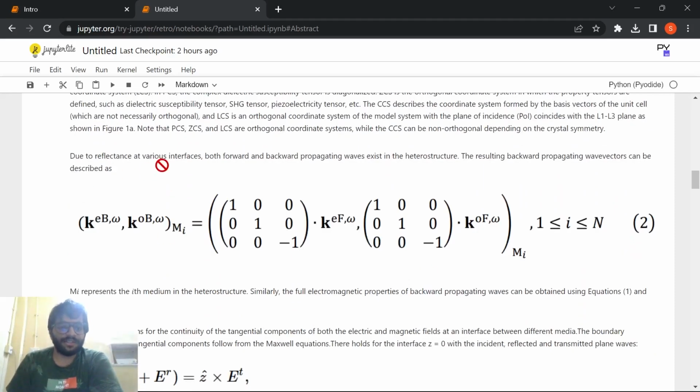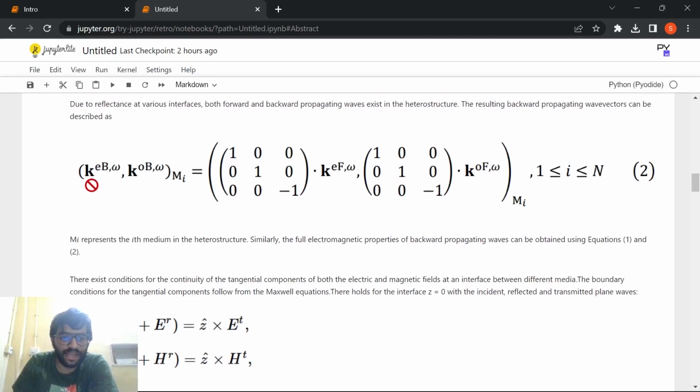And due to reflectance at various interfaces, both forward and backward propagating waves exist in the heterostructure. The resulting backward propagating wave vectors can be described as KEB omega, KOB omega at different layers with respect to the forward waves. E is extraordinary, O is ordinary.